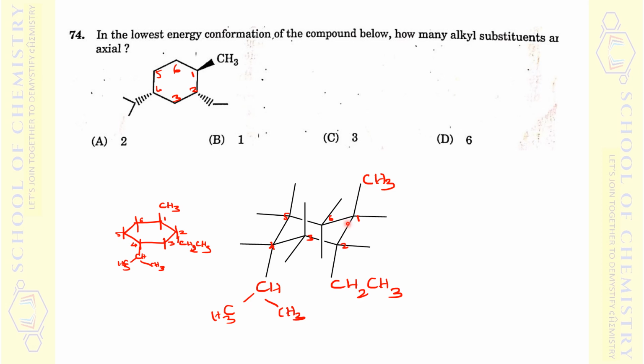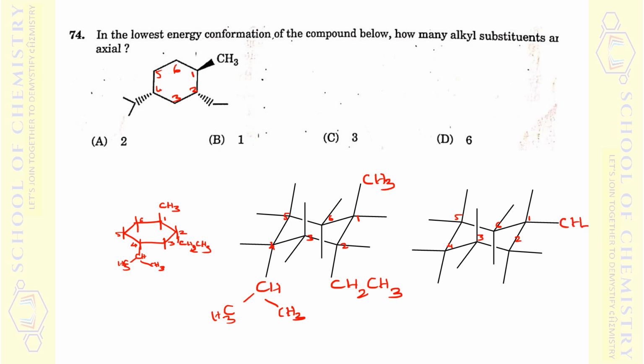After the ring flip, the axial groups whichever are present can come to the equatorial position. That is possible, right? Seriously speaking, if I go for a ring flip, this one should come here, and this should go here, and so on. But I'm just not doing that. Just for the sake of understanding, I want to keep the numbering as it is, so I'll just change the position of substitutions.